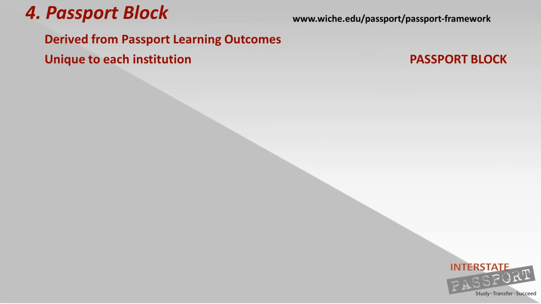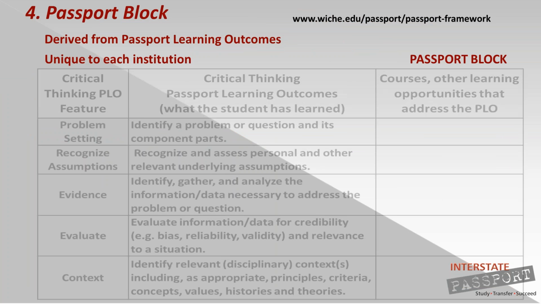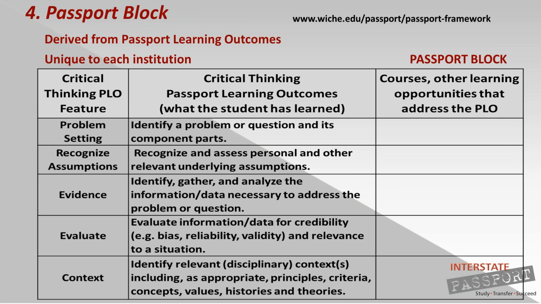Let's now look at the fourth component of the passport, and that is the passport block. The passport block is derived from learning outcomes, but it's unique to each institution. In the area of critical thinking, you see listed down the left side several different features of the critical thinking area: problem setting, recognizing assumptions, etc. And in the central column, you have the learning outcomes, what the student needs to learn in each of these areas.